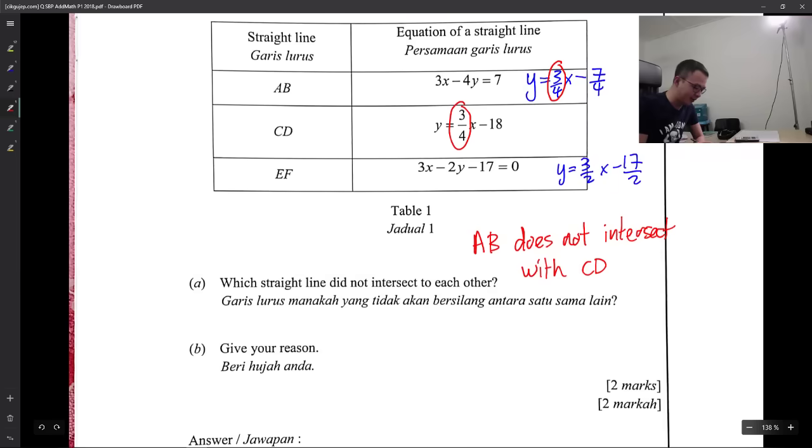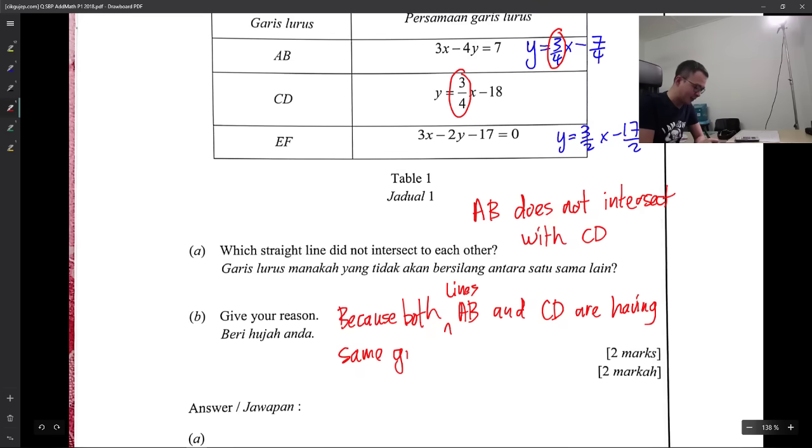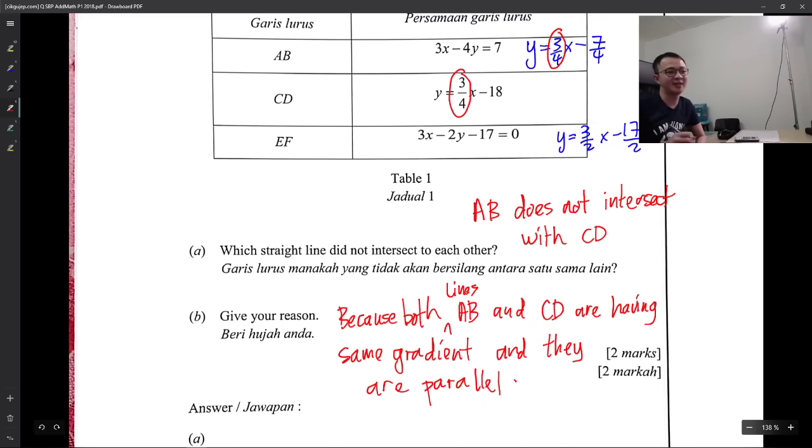Then give your reason. I will say that both AB and CD are parallel, because both lines AB and CD have the same gradient and they are parallel. You can just write whatever you think makes sense, then you can do it like that.